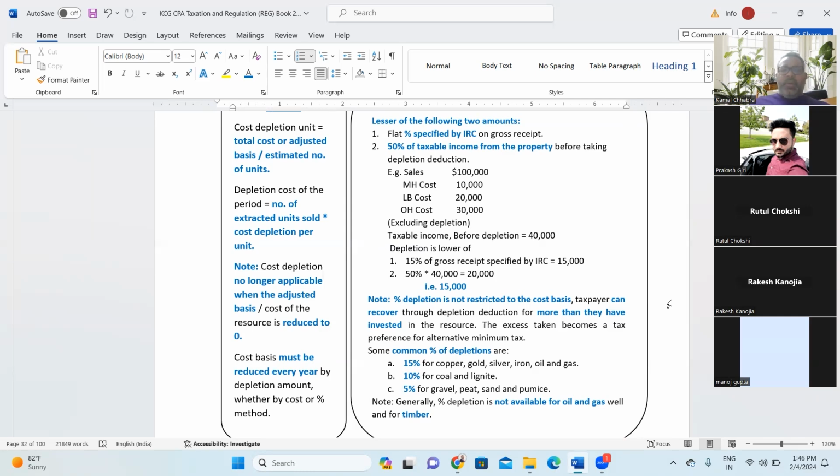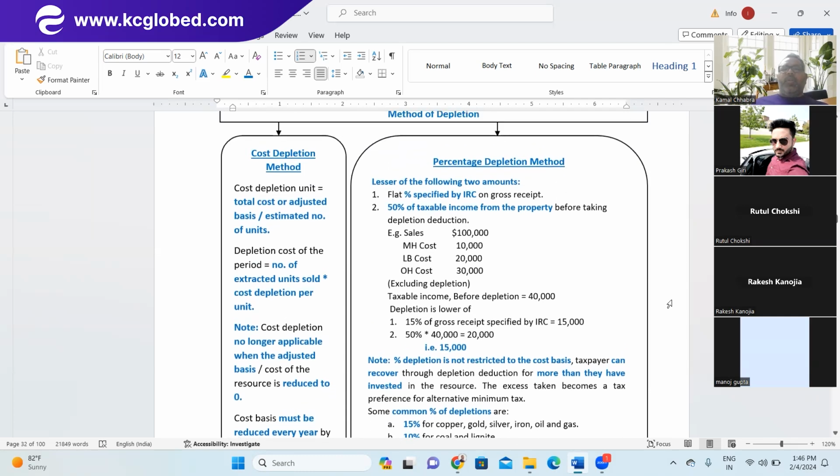Okay, make sense? The cost basis must be reduced every year by the depletion amount, whether by the cost or percentage method. That means the cost at which you have capitalized, you'll be reducing every year by the depletion amount. So this is about the cost method of depletion. Clear, everyone?